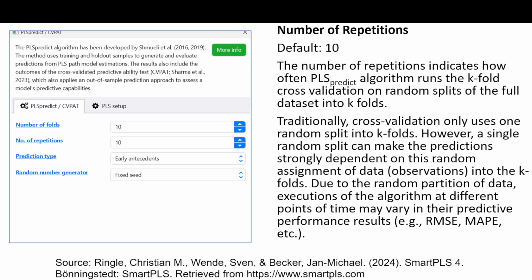And the number of repetitions default value is 10. The number of repetitions indicates how often the PLS predict algorithm runs the k-fold cross validation on a random split of the full dataset into k folds. Traditionally, cross-validation only uses one random split into k folds. However, a single random split can make the prediction strongly dependent on this random assignment of data into the k folds. Due to the random partition of data, executions of the algorithm at different points of time may vary in their predictive performance results. You can find the same literature in the source Ringle et al. 2024.